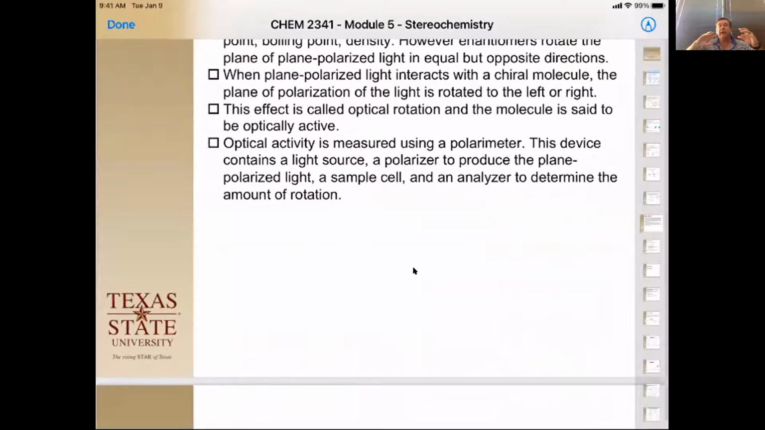Then you put your sample in, and you see how far you have to rotate it to get to that maximum brightness again. That shows you how much the light has rotated over the path length of your system. And that's what we call our optical activity. Those are the numbers we use when we look at this number system.